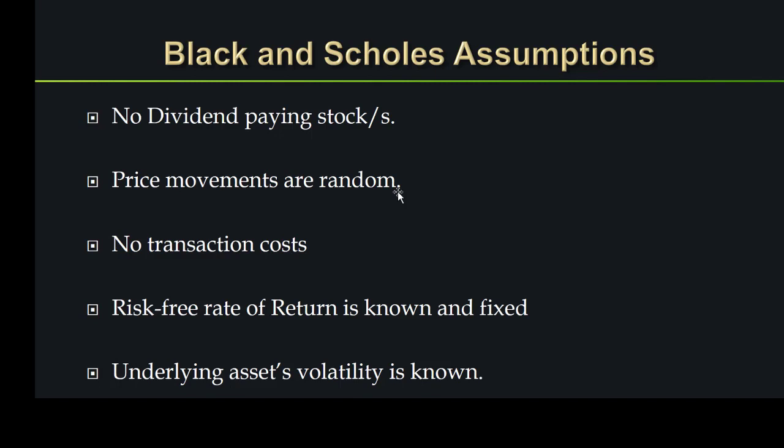Then the price movements are random, which is a fair assumption. Then no transaction costs. No transaction costs means there's no brokerage, there's no cost to buy a hedge, there's no cost to buy a risk-free asset like a GSEC security or a bond, which is not really the case in the real world. And then the underlying stock's volatility is known, which is again a very big assumption, because in the current scenario, the volatility is basically calculated out of the price. So we have re-engineered the formula. However, when they were putting this piece together initially, they were working on the assumption that the volatility is known, which is not really the case.